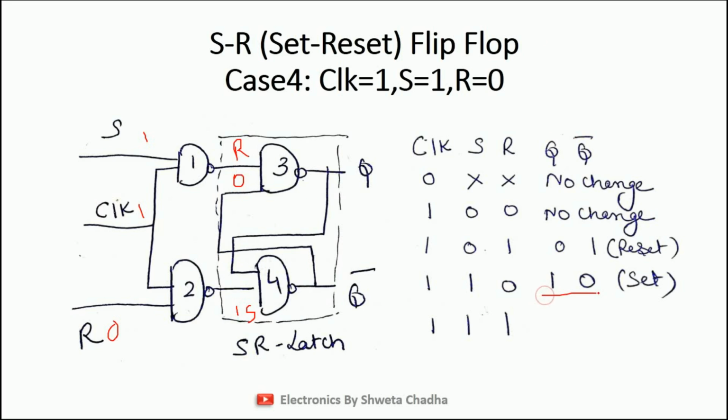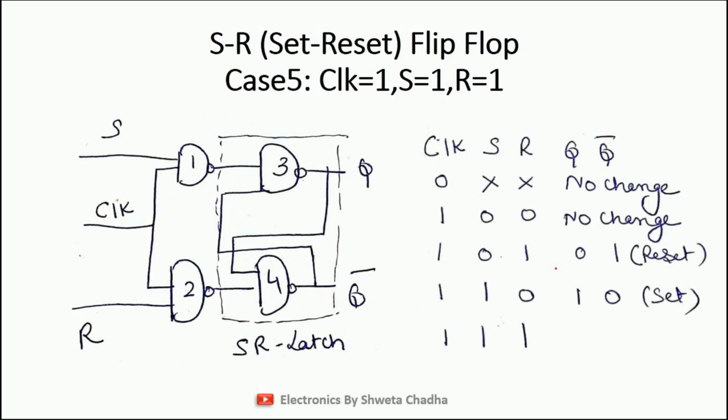So you can see it over here, 1, 0. What is set condition? When set is high, the output Q becomes set. Set means 1, reset means 0. So again, I have utilized the previous truth table from the SR latch for getting the output of the SR flip-flop. The last case, case number 5, when clock is 1, S is 1 and R is 1.